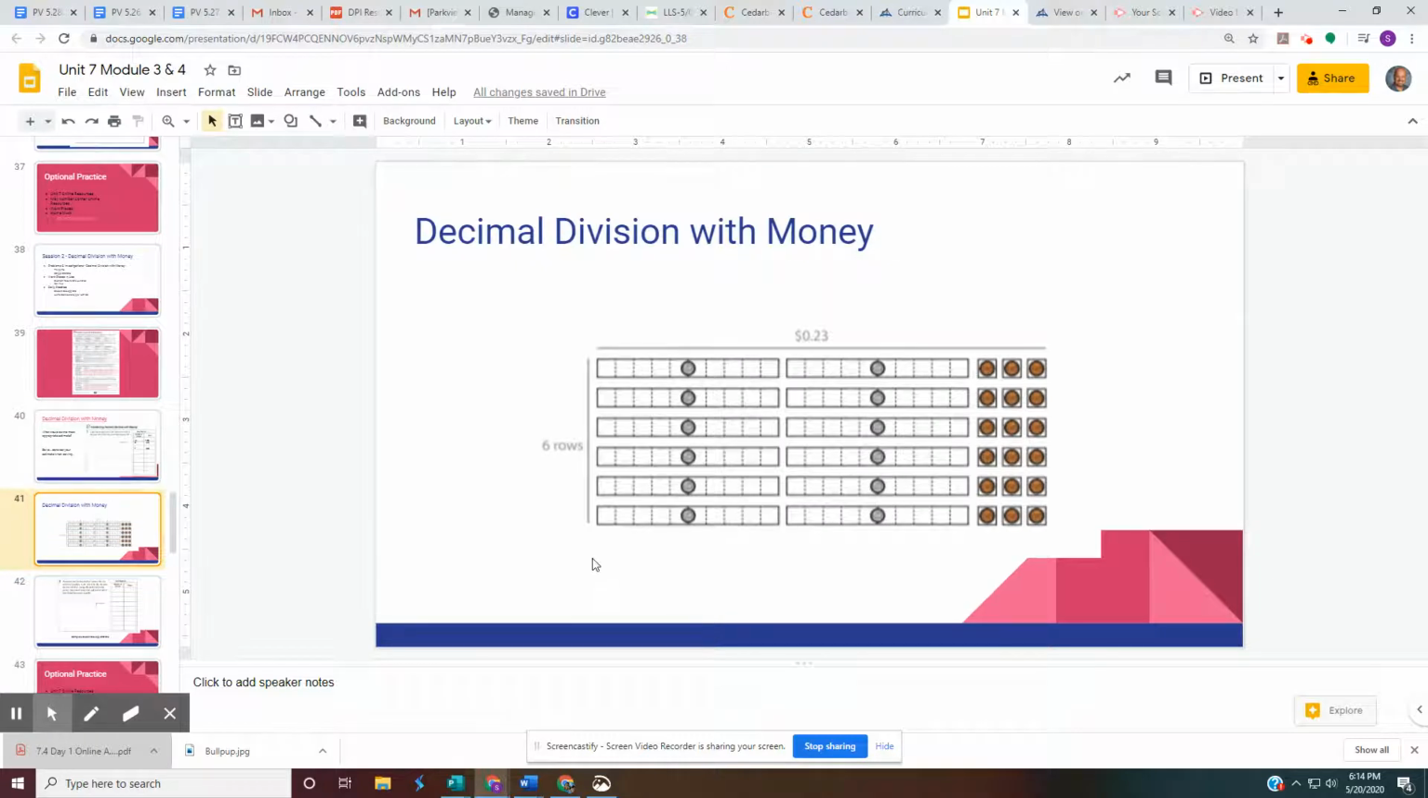So if we take a look at it in the array model, we have our 6 rows, and we are dividing our money, which is $1.38. So I gave everybody 10 cents for the first row, 10 cents for the second row. I didn't have enough for 10 cents for the third row, so I started handing out pennies at a time. And that gave me 23 cents.